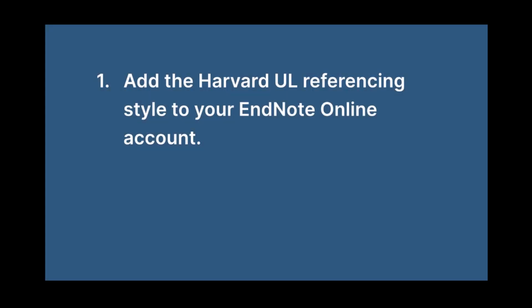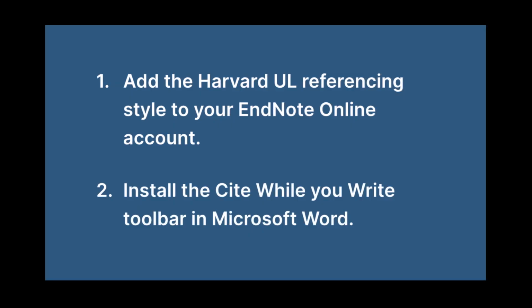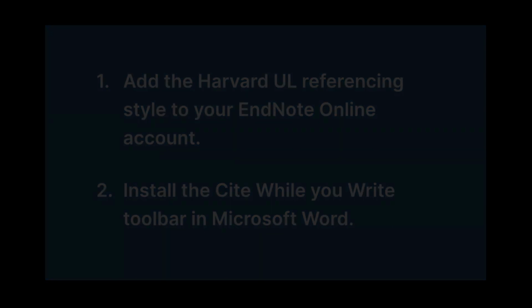Welcome. In this video, we'll show you how to set up EndNote Online in 2 simple steps. First, add the Harvard UL referencing style to your EndNote Online account. This ensures your citations match the required format. And 2, install the Cite while you write toolbar in Microsoft Word. This lets you insert references directly into your written assignments.